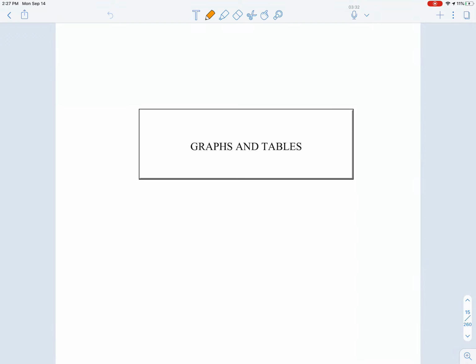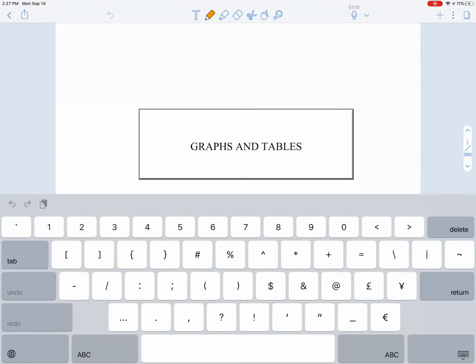Hey class, welcome to Unit G, and this is part 1, and we're just going to take a look at the first couple of pages of Unit G, which is on graphs and tables. Before we do that, let's just take a look at where this fits into the course here.